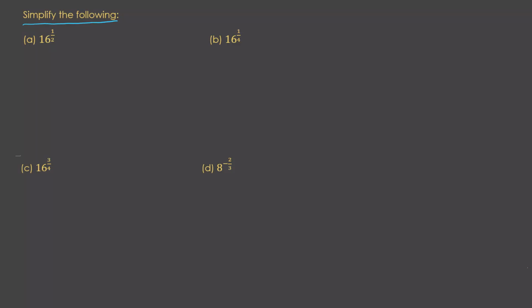So we want to simplify the following, and the first one is 16 to the half. So I'm going to be using a to the 1 over n is the nth root of a. And in this case, that's going to be a square root. And of course, you should know that the square root of 16 is 4.